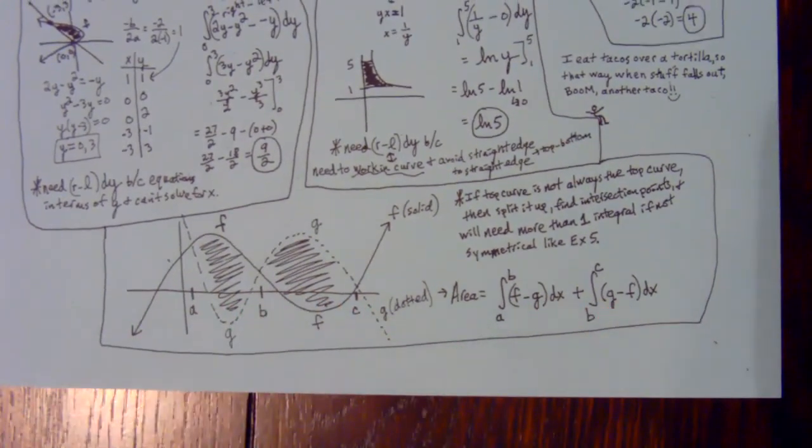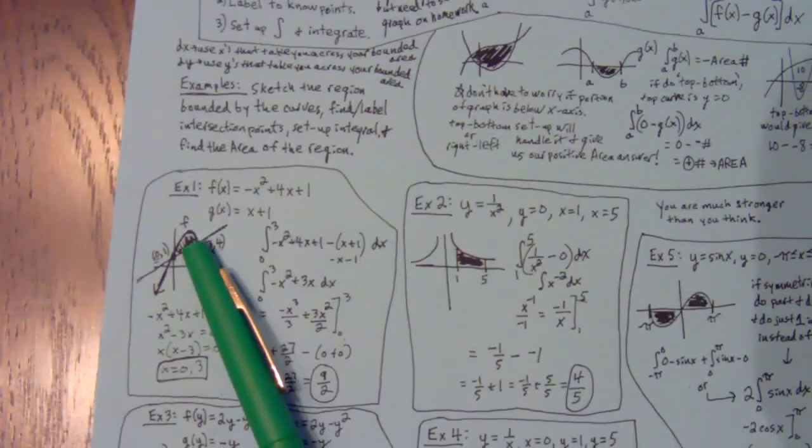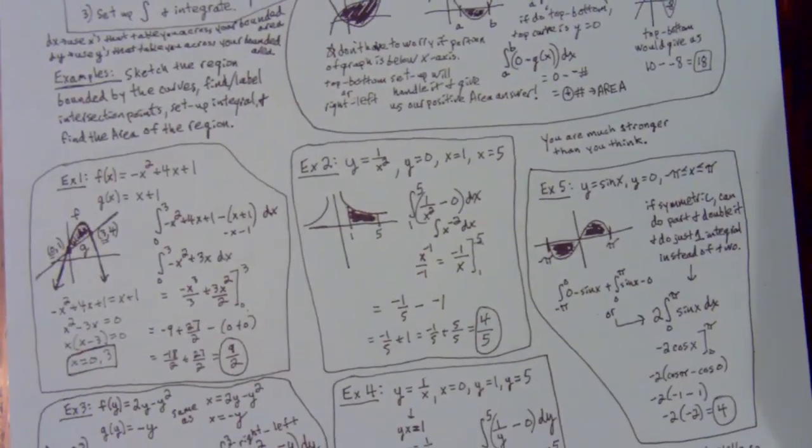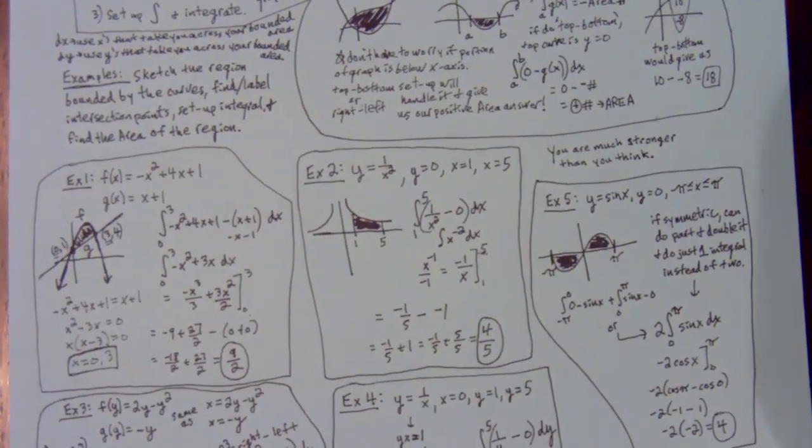So sometimes we need to look at that graph, and if that top curve doesn't change, we could always do it as one integral like we did this guy right here. But if that top curve changes, you're going to need to break it up and do that in a couple of separate integrals there. So the nice thing is easy integrals in this section, easy integrals this whole entire chapter really.